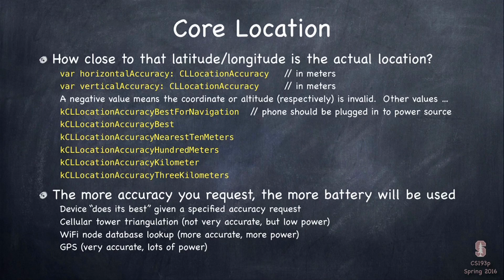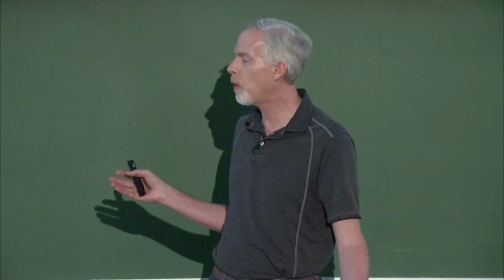And in fact, you walk around at Stanford, it can be very accurate because there's an incredible number of Wi-Fi nodes around Stanford campus. You're probably in range of 50 of them at almost any time, certainly 20. So it pretty much knows almost exactly where you are.